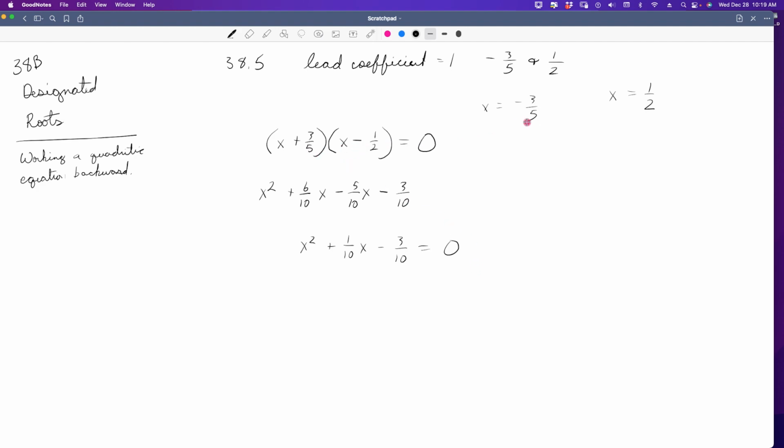You just put in your factors from the roots that you're given, do the distribution, and then resolve your like terms. That's all you have to do. And this is the answer, right? That's what I'm looking for. So let's do example problem 38.6 and see what other variations we can come up with for solving.